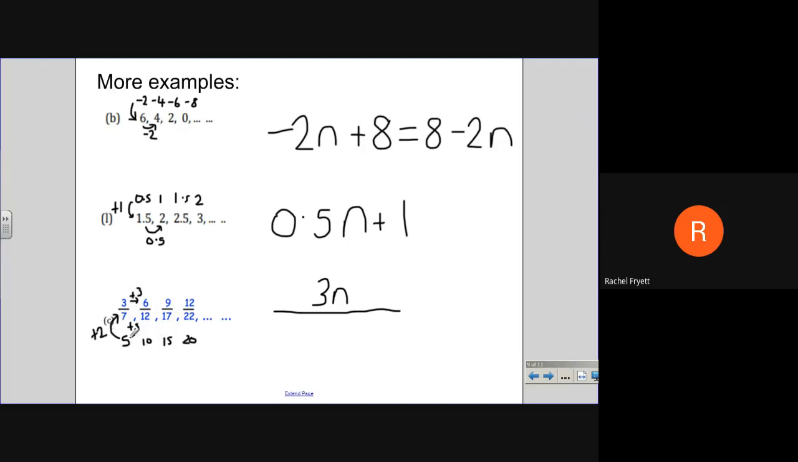I'm just going to check. 10 add 2 is 12. 15 add 2 is 17. 20 add 2 is 22. So my nth term is 5n add 2. And we just leave it like that. Can't do anything with that fraction, we leave it like that.